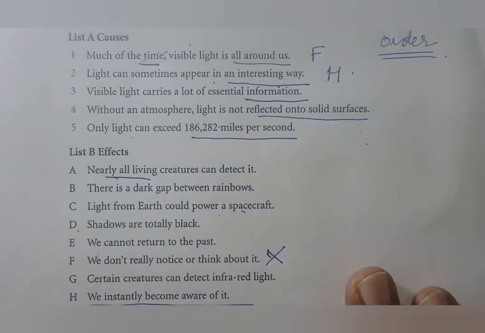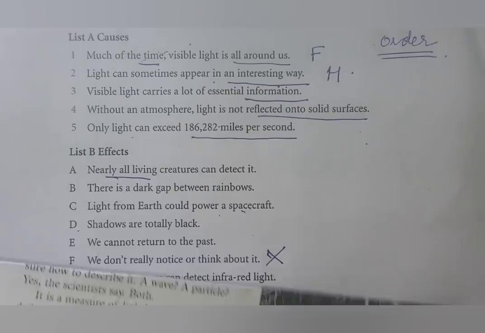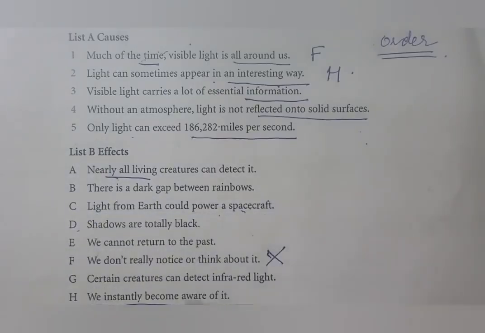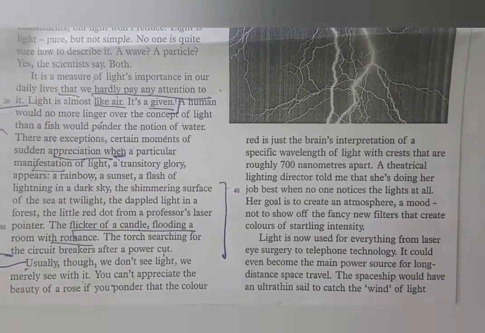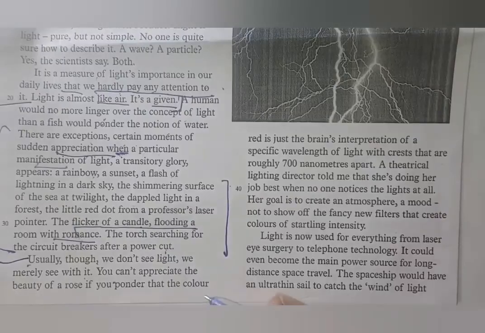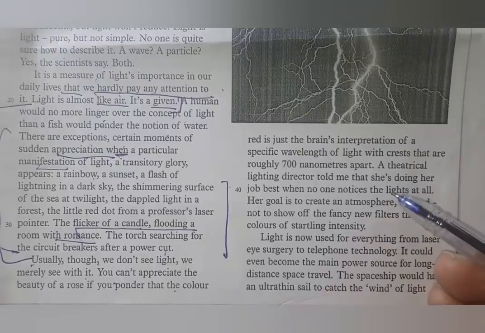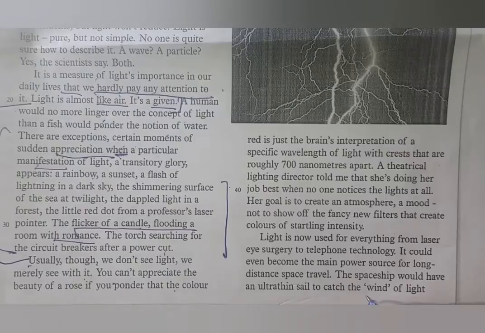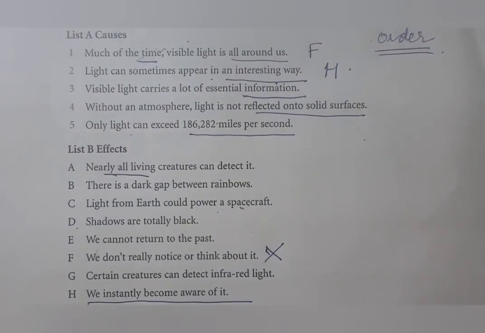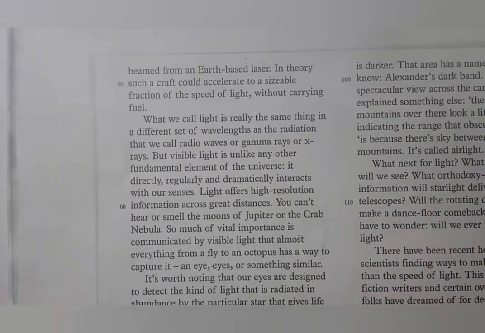Visible light carries a lot of essential information. My underlined word is information. So I'll go to this point. That is my point here. Information. Right. If I get it on this page, that's good. If I do not get it, I'll go to the second page of this page. So there is no word, that is information. Let's go to the next page. First we will check this column.